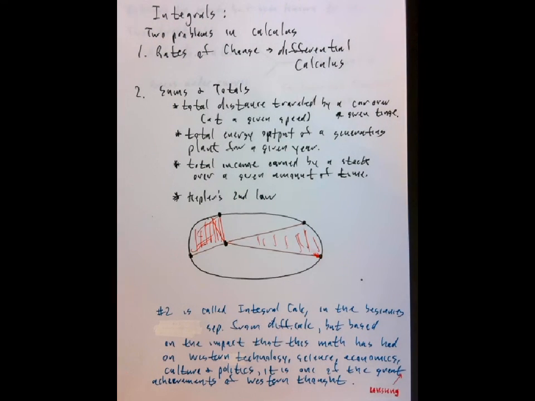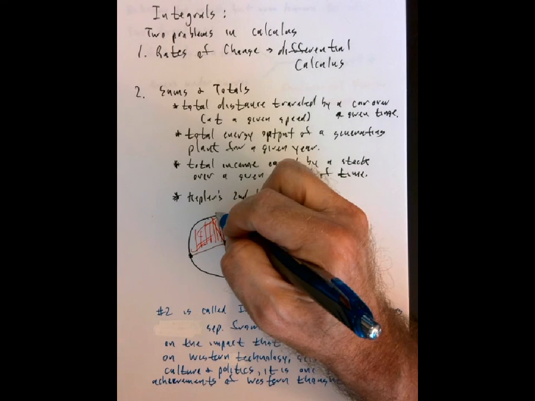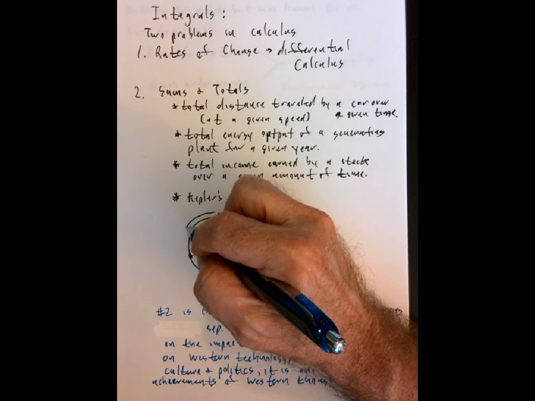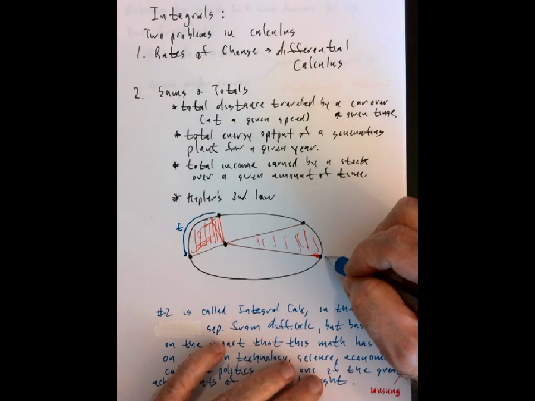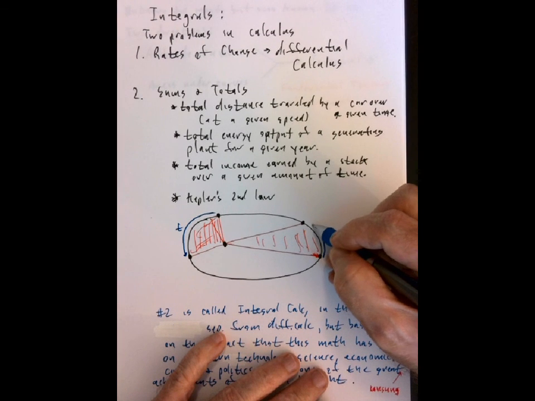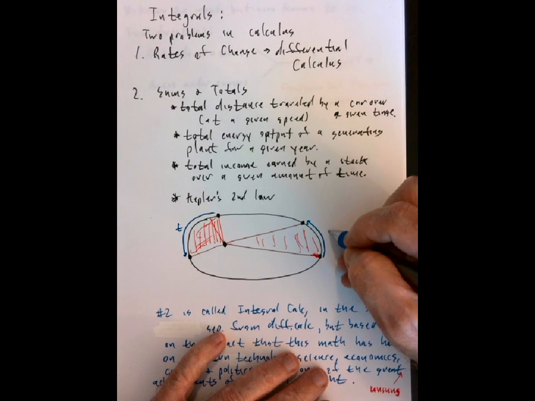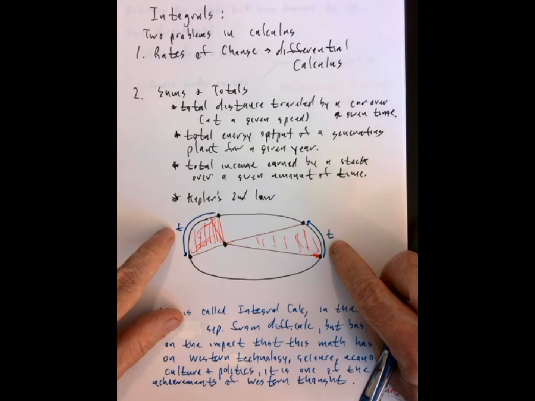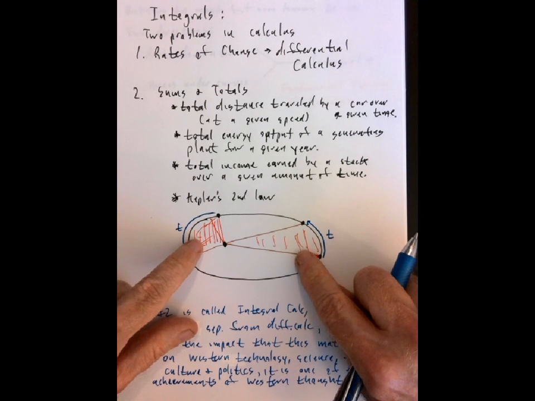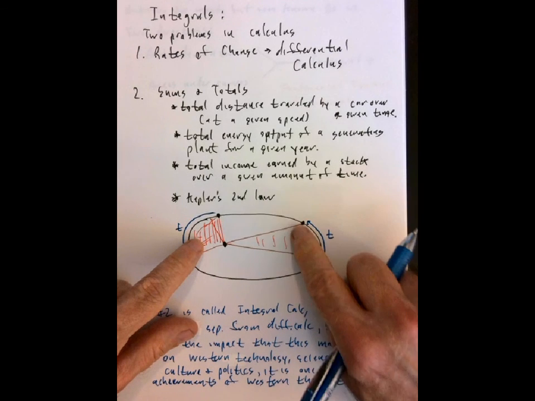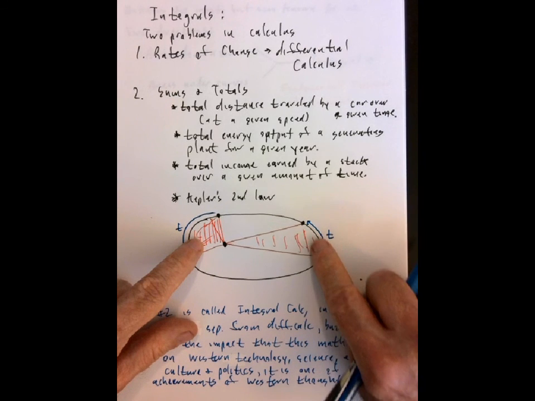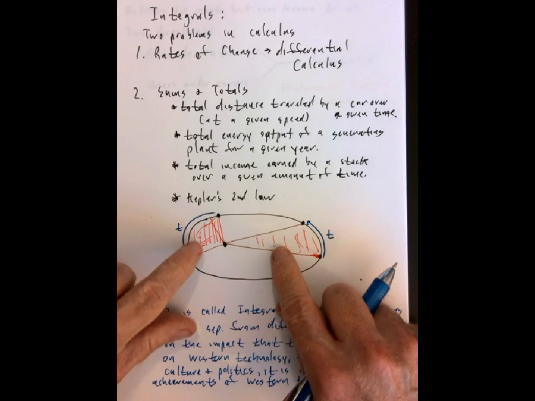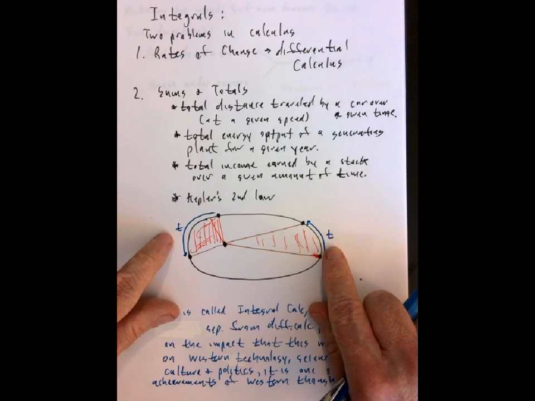And Kepler's second law says that the area swept out, this little pie-pieced area swept out by a planet, say the Earth, over an equal period of time, say t, as it travels in its orbit, is always going to be equal if the amount of time is equal.